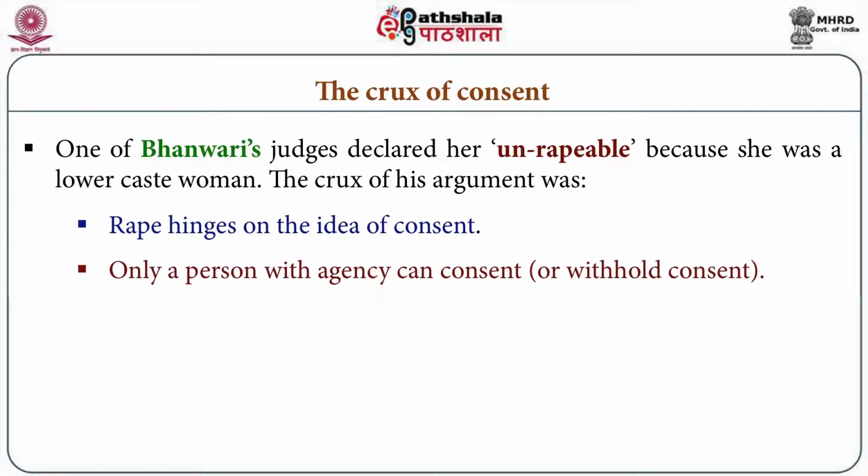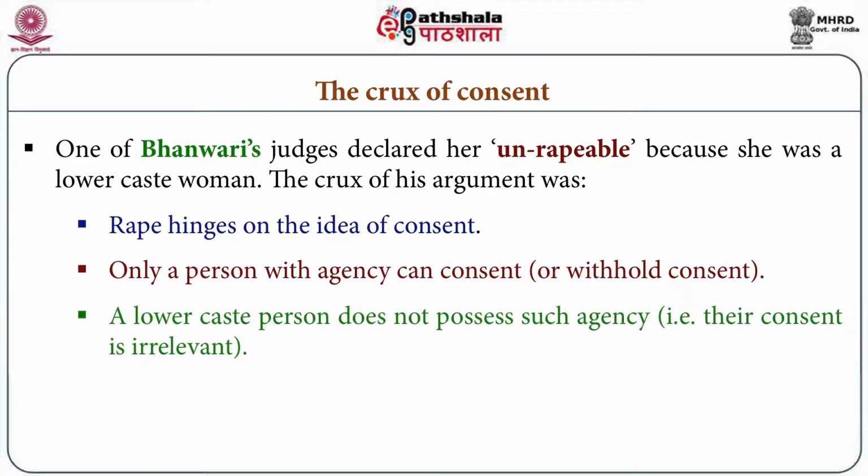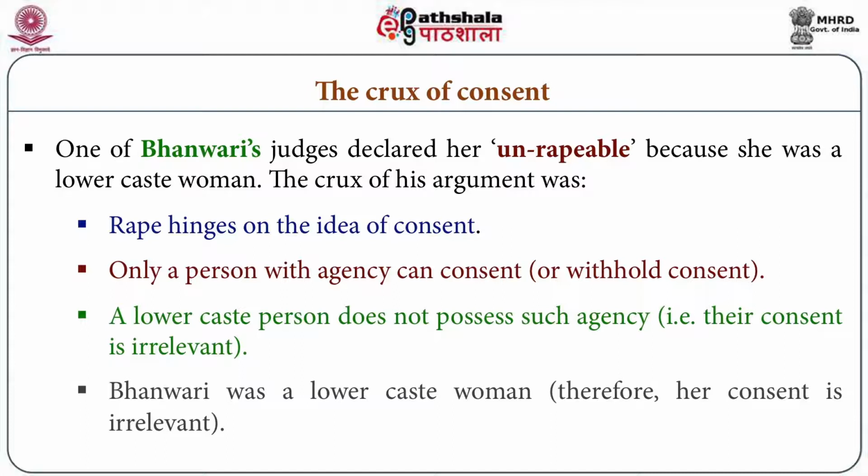A Shudra, which was the word that the judge had used, doesn't possess such agency. In other words, their consent is completely irrelevant. Since Banwari was a Shudra, there's no need to take her consent into consideration. Therefore, she could not have been raped. He added in further evidence of this syllogism that he constructed, that one of the 5 accused was a Brahmin, and it is impossible that a Brahmin should want to rape a Shudra.